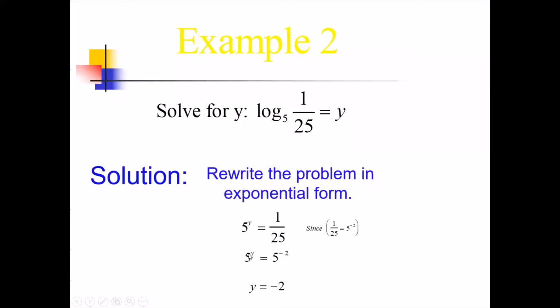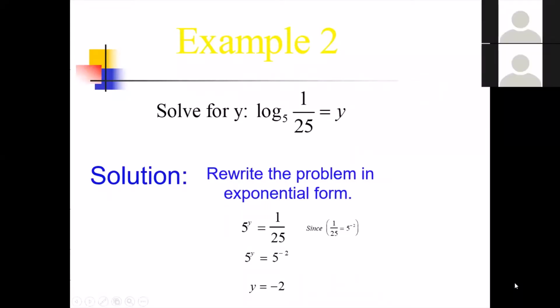Both sides, the 5s are cancelled because the base is the same. So by comparing the exponents, y is equal to minus 2. Understood? This value has come: y is equal to minus 2. Okay.